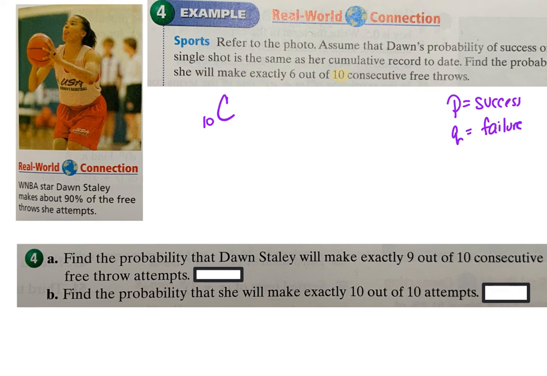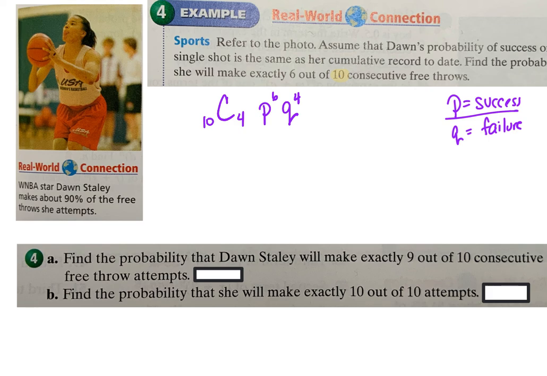If I want 6 successes, that's going to be P to the 6th, right? Successes. Then how many failures must I have if I have 6 successes out of 10? How many failures am I going to have? 4, okay? So it's going to be a combination of 10 things taken how many at a time? Which does that one match? It matches my second one, right? My 4.